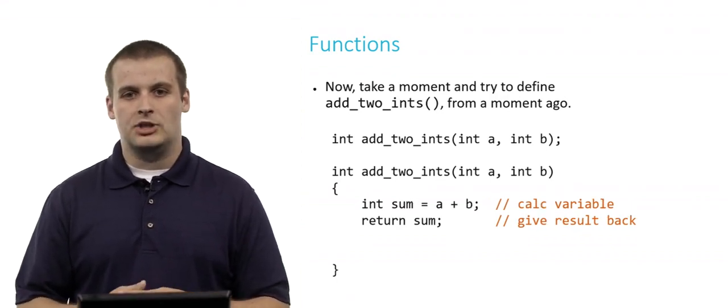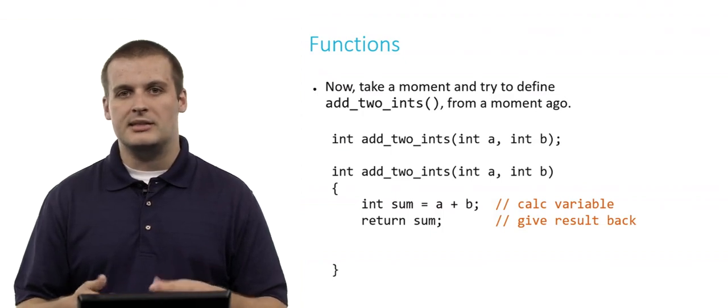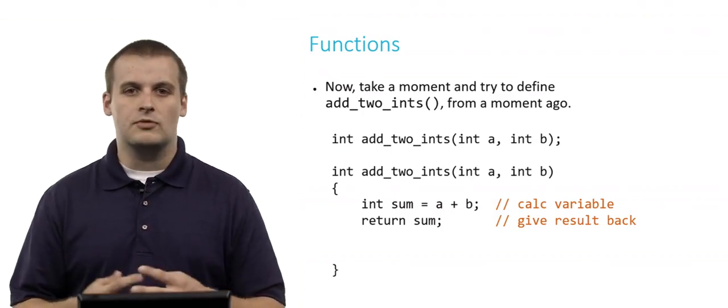Now you could also have defined the function this way. Int sum equals a plus b. Skip that first step. And then return sum.